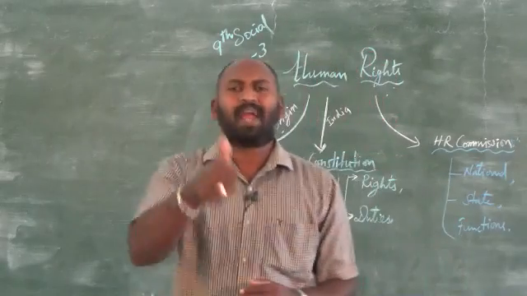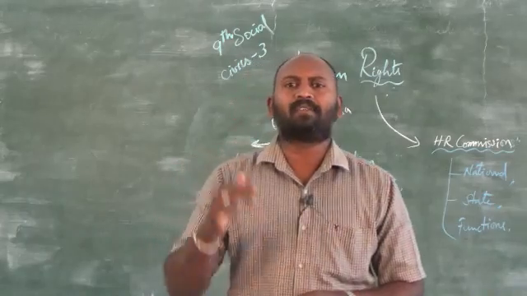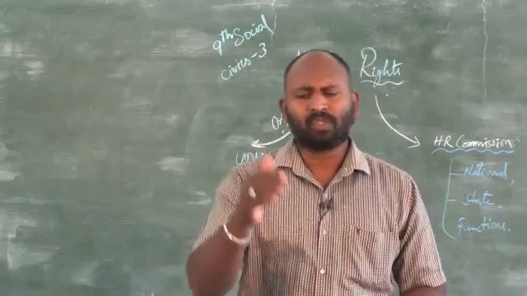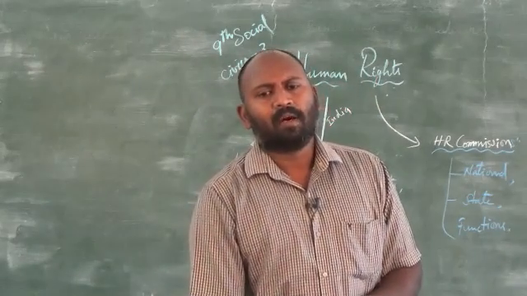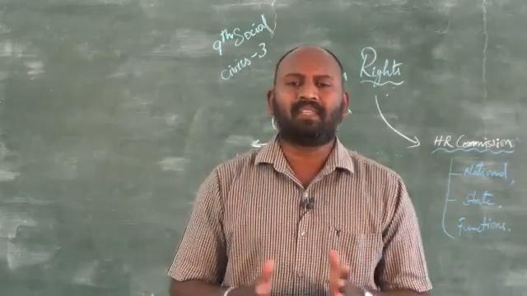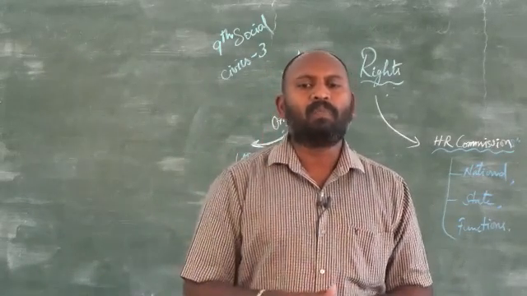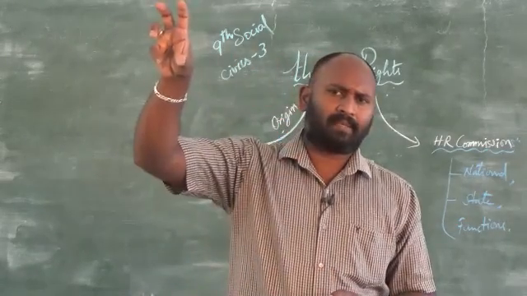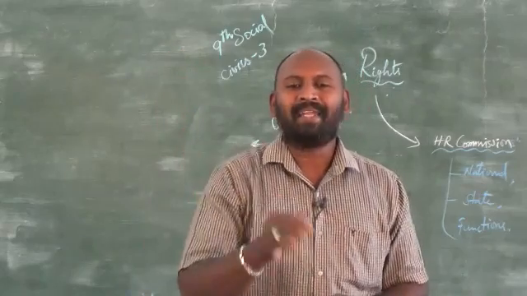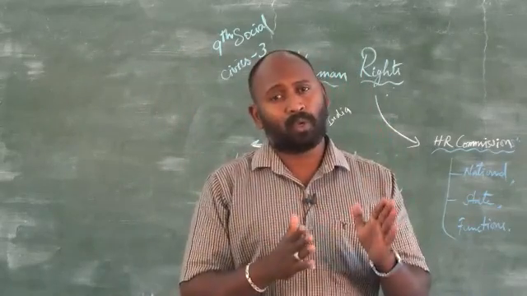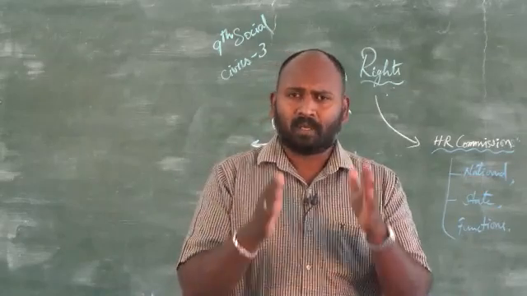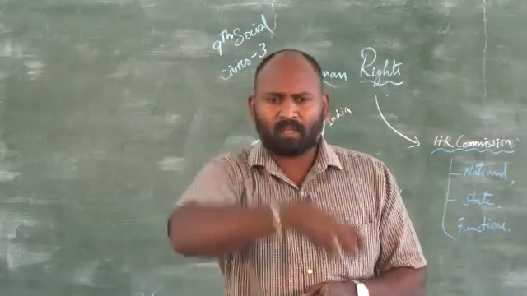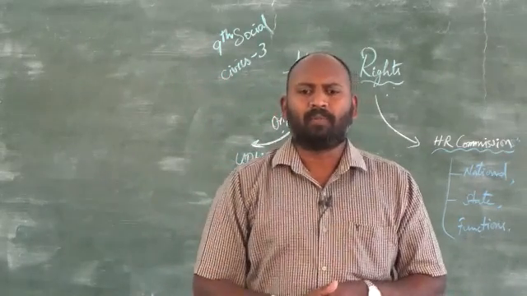The first one is child rights. The second one is women's rights. The third one is labor rights. To talk about child rights, a person who has not completed the age of 18 should not be involved in various aspects because they are all minors. According to the UNO, the United Nations Organization, those who are below the age of 18 should not be involved in various things. What are those? We will talk about them later.